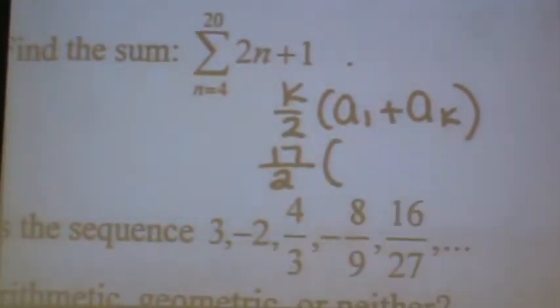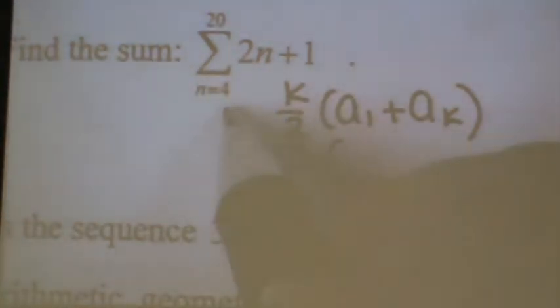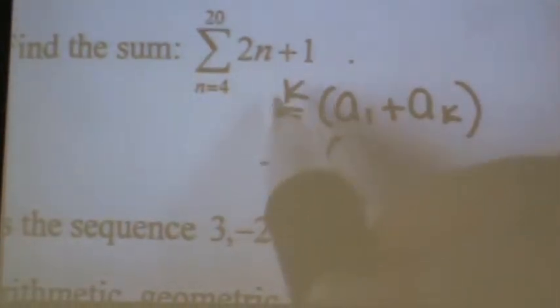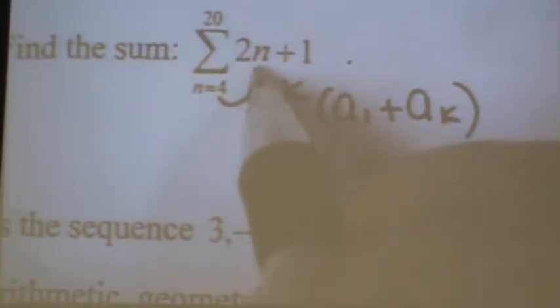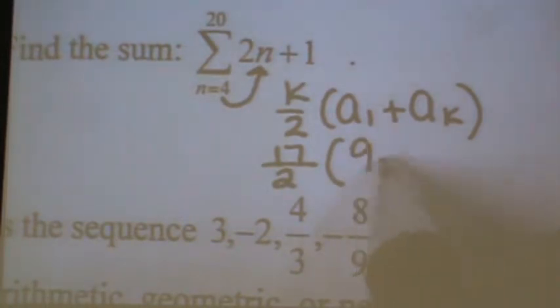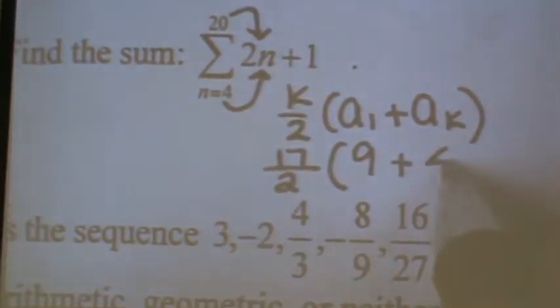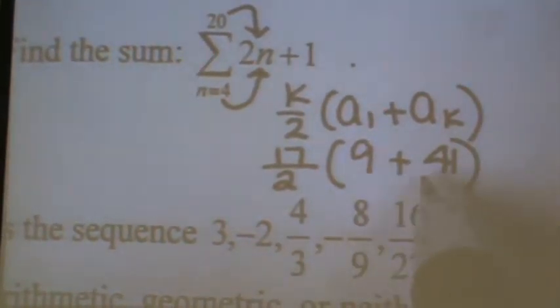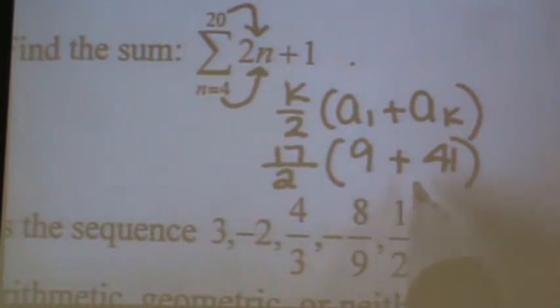So 17 over 2. The first term that we will add, you take this bottom number and you plug it in here. What's 2 times 4? 8. 8 plus 1 is 9. And what's the last term we're going to add? We take a 20 and plug it in here. You get 41. Add these up and you get 50.